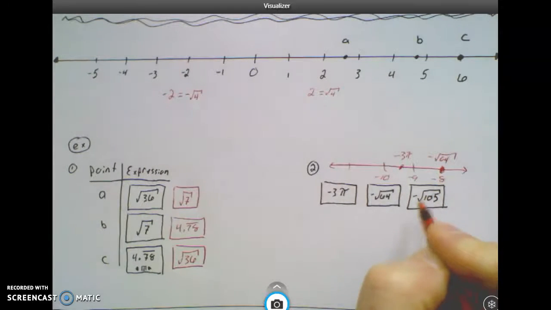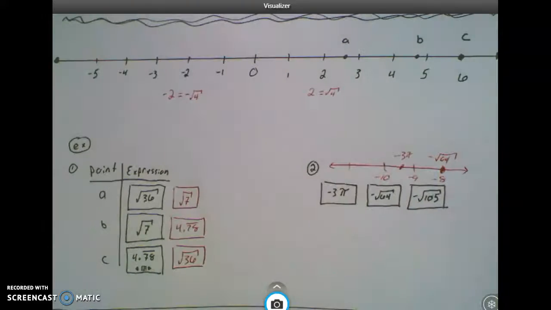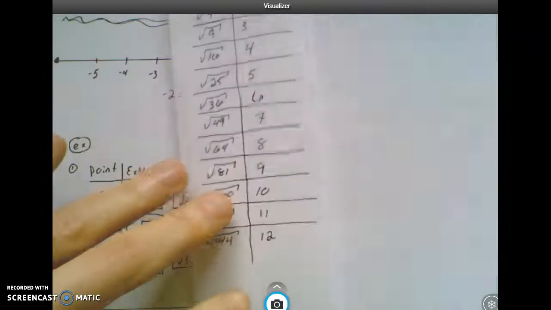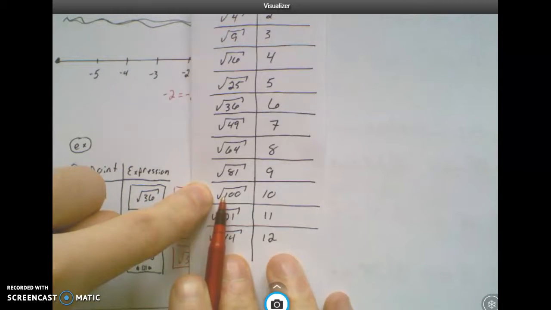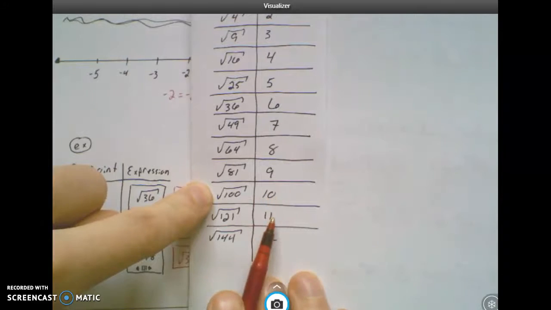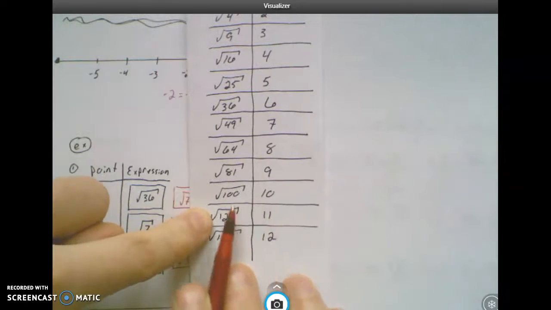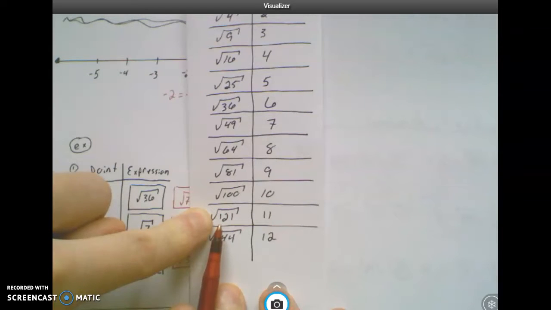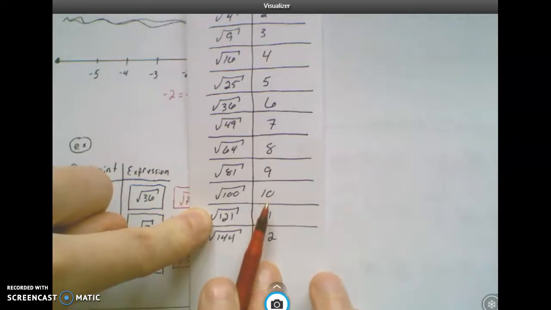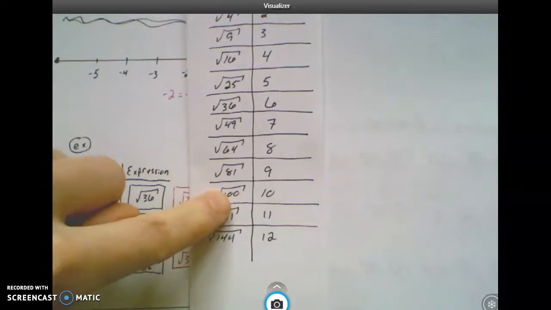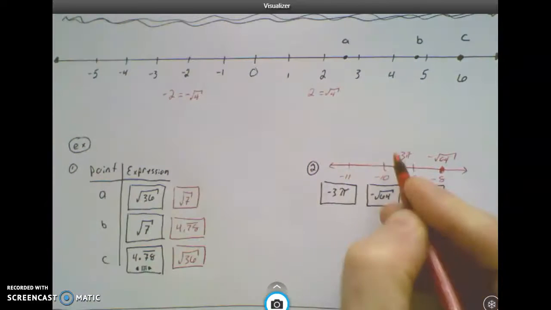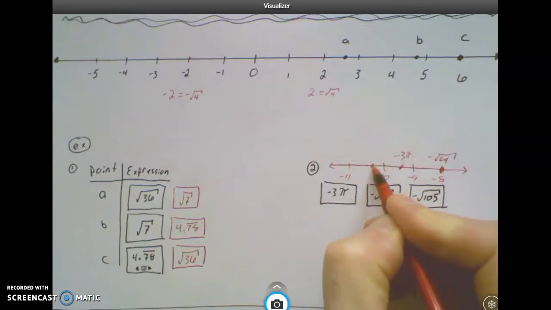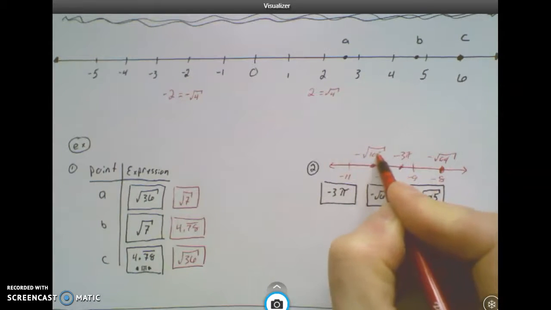And then looking at this one, that's 105, right? Some of us might be getting used to this, but I'm seeing that it's going to be a little bit more than 100, so it's going to be a little bit more than 10, but not quite 11. 105 is in between 100 and 121. So my answer is going to be 10 point something, and that's closer to 10 than 11. So here's my negative 10, here's my negative 11. It's somewhere in here-ish, right? And so that's your negative 105.